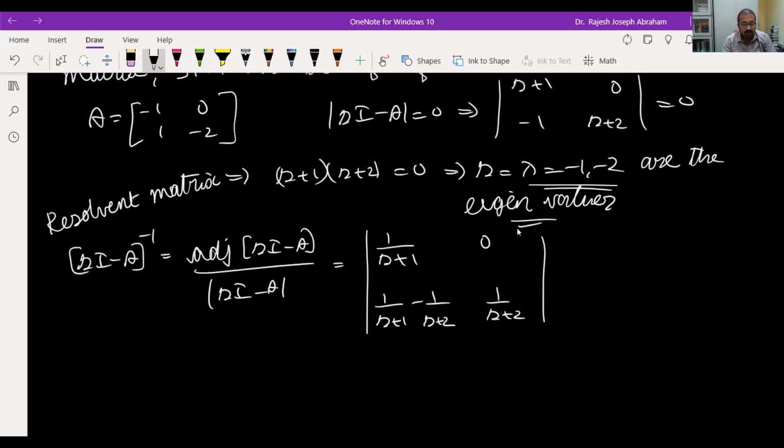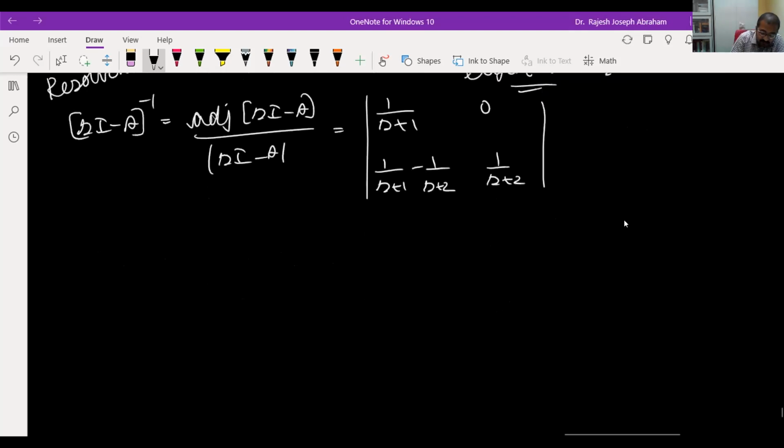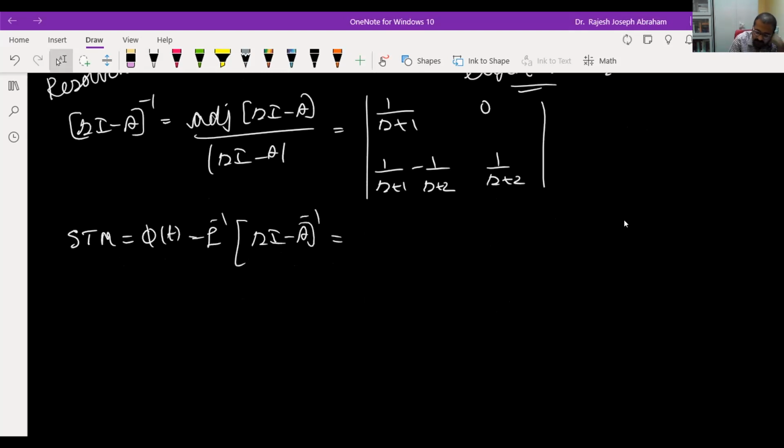Okay. What next? We need to find the state transition matrix. What is the state transition matrix? Phi of t is L inverse of (sI minus A) inverse. So what do you get? L inverse of 1 by s plus 1 is e raised to minus t, 0. Here what will you get? e raised to minus t minus e raised to minus 2t. This becomes e raised to minus 2t. This is the state transition matrix.